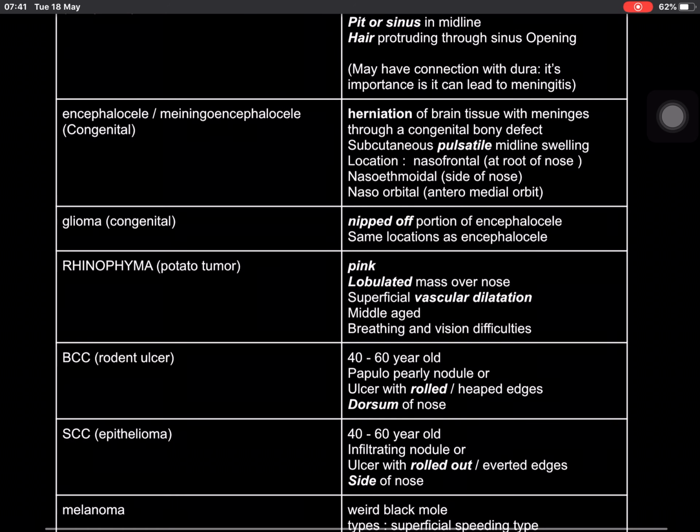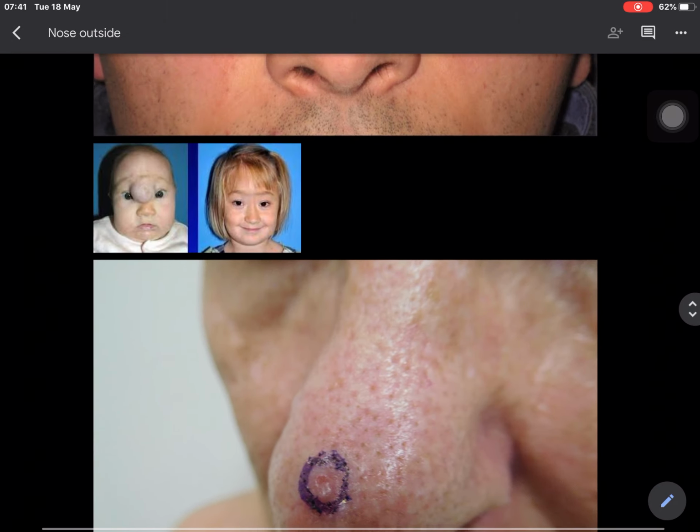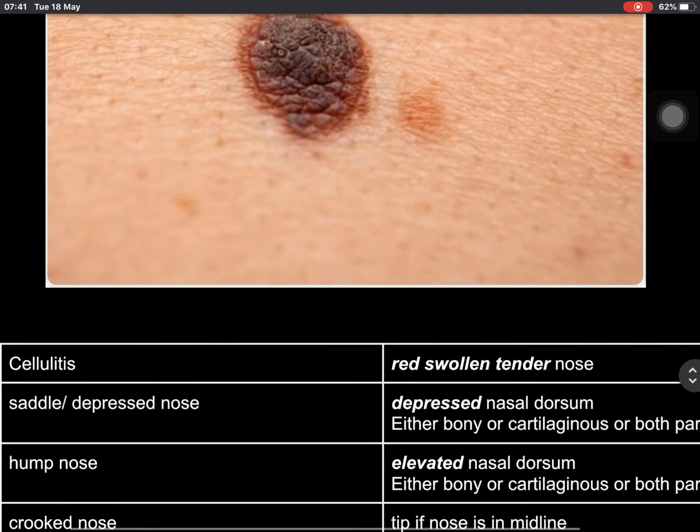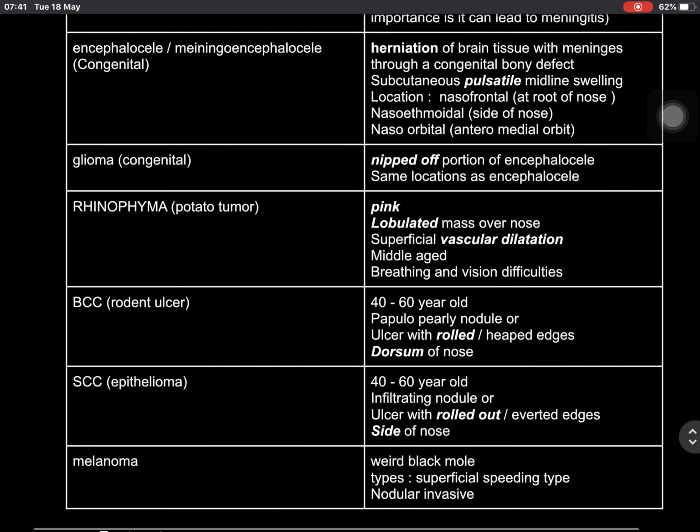Rhinophyma is the potato tumor I showed you. It's pink, it's lobulated, and there are superficial vascular dilatations. Because the potato tumor looks like that, the person's vision is obscured, and the breathing is obscured too. When he's looking forward, the nose is pretty big, so he's not able to see properly, right? That was rhinophyma. It's pink in color.